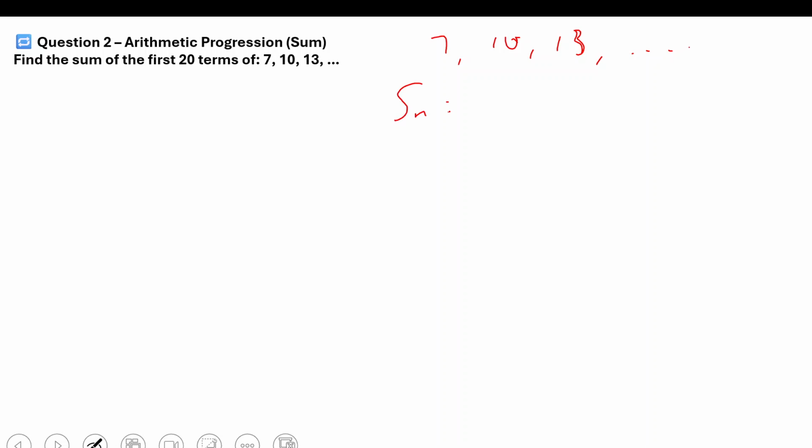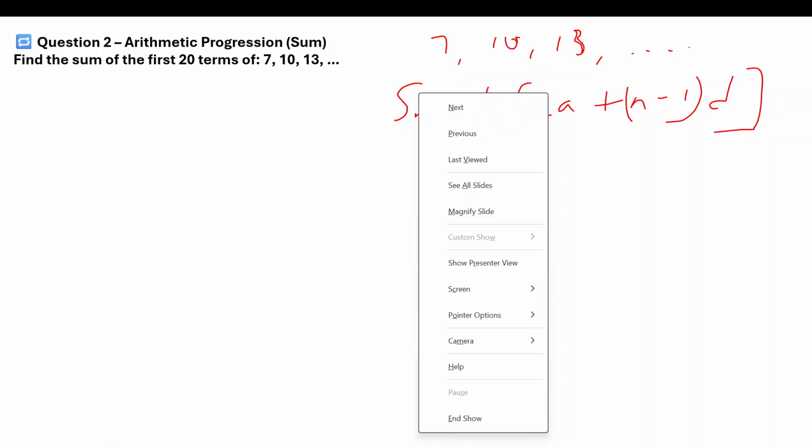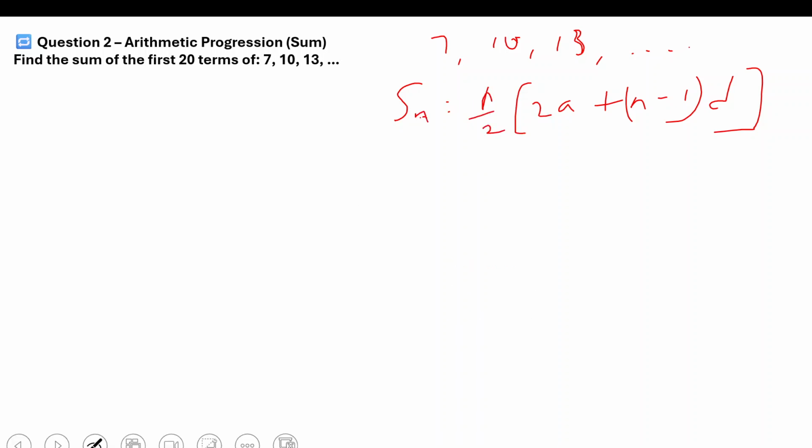So for the sum of terms, Sn is given as n over 2 open bracket 2a plus n minus 1 then close bracket d. This is the formula for the sum of terms. The subscript n in this Sn is the number of terms, a is the first term, n is the number of terms, and d is the common difference.